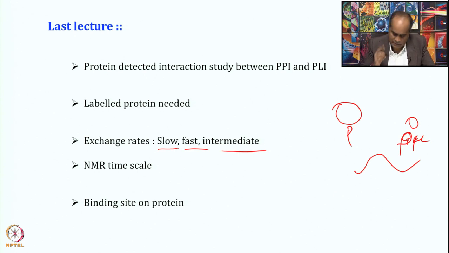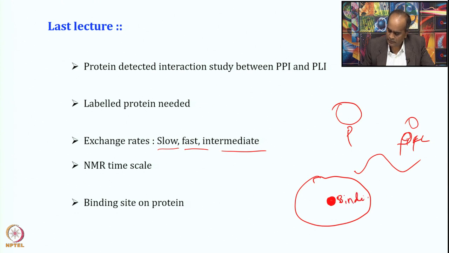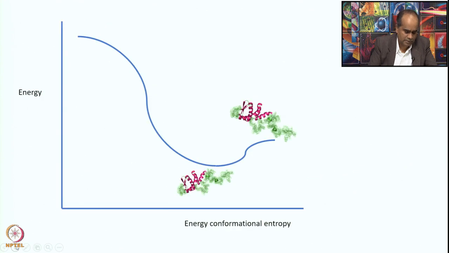And using all this information, you can map on the protein side. So here is my protein, suppose, and here are some residues that are showing exchange or interaction. You can map those and find out where the interaction is happening. This is the binding site on the protein. You can even use this information to create a docked model or a complex model of the protein-ligand. Okay, so that's what we learned in the last lecture.